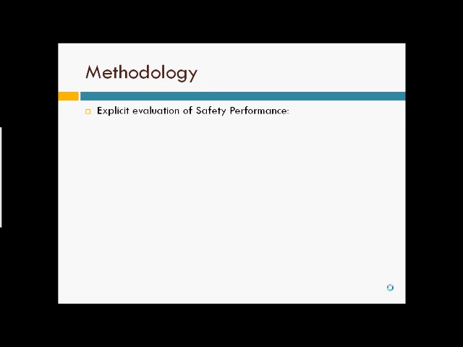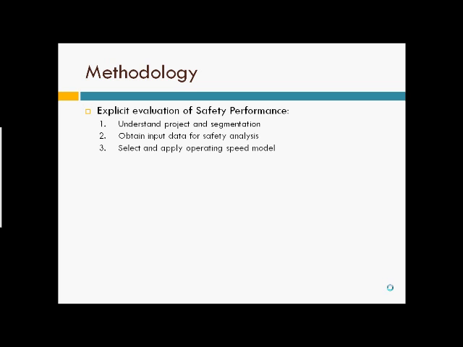The methodology used in this paper was the explicit evaluation for safety performance. We will go through the steps. First, we will understand the project and the segmentation, obtain the input data, and we will talk about what the input data is for the safety analysis, and then select and apply the operating speed model to know what the operating speed is on that road, because the operating speed is different from the design speed, and then calculate the design consistency measure.